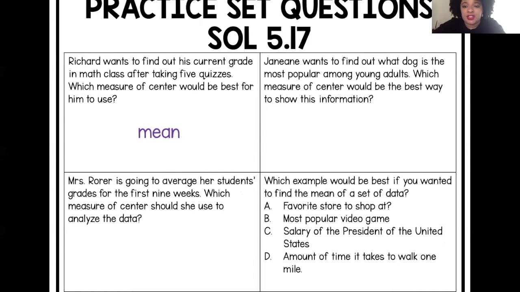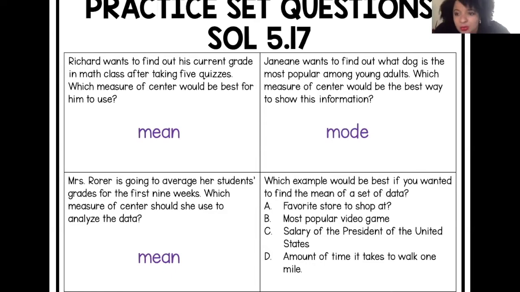Next question, Janine wants to find out what dog is the most popular among young adults. Which measure of center would be the best way to show this information? Well, she's going to use the mode of the data. Mrs. Rohrer is going to average her students' grades for the first 9 weeks. Which measure of center should she use to analyze the data? Well, again, she's looking for the average, and so she's going to use the mean.